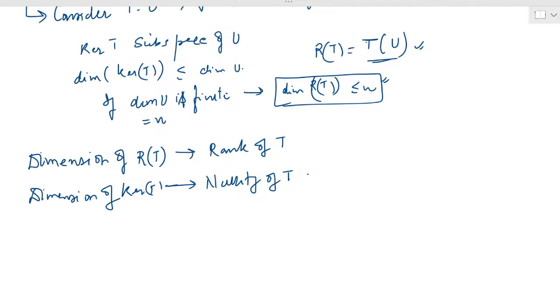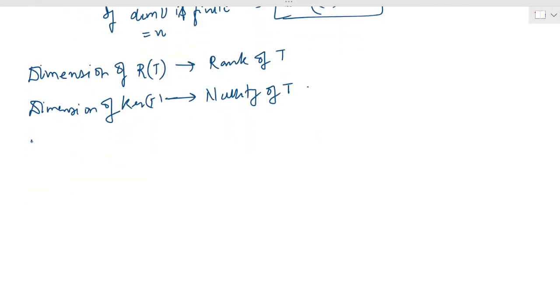And one of the most powerful theorems in linear algebra is called the rank nullity theorem, and which is related this way. I'm just writing it and I'll start things from here tomorrow.